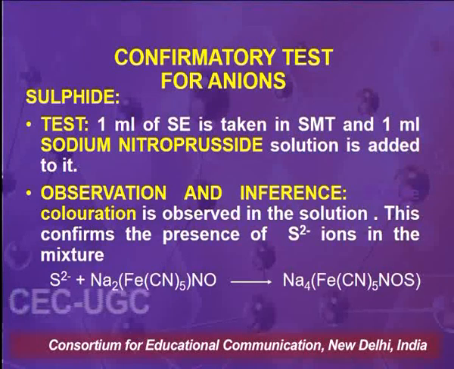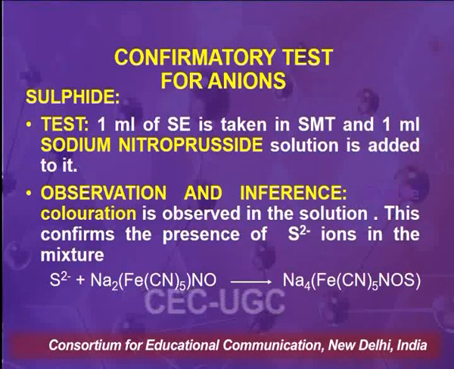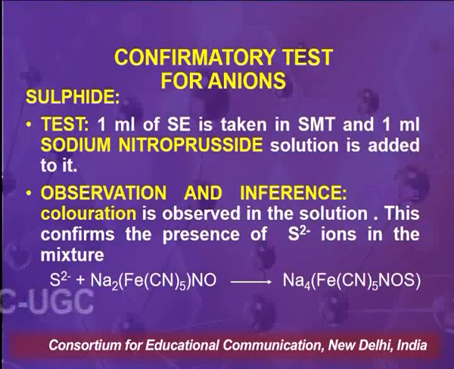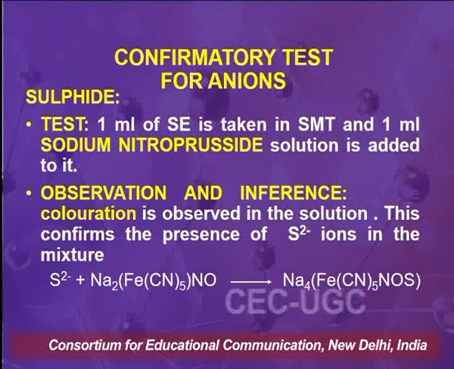Sulfide ions react with sodium nitroprusside, given as Na2[Fe(CN)5NO], giving Na4[Fe(CN)5NOS], which is the compound responsible for the purple color in the detection of sulfide ions.